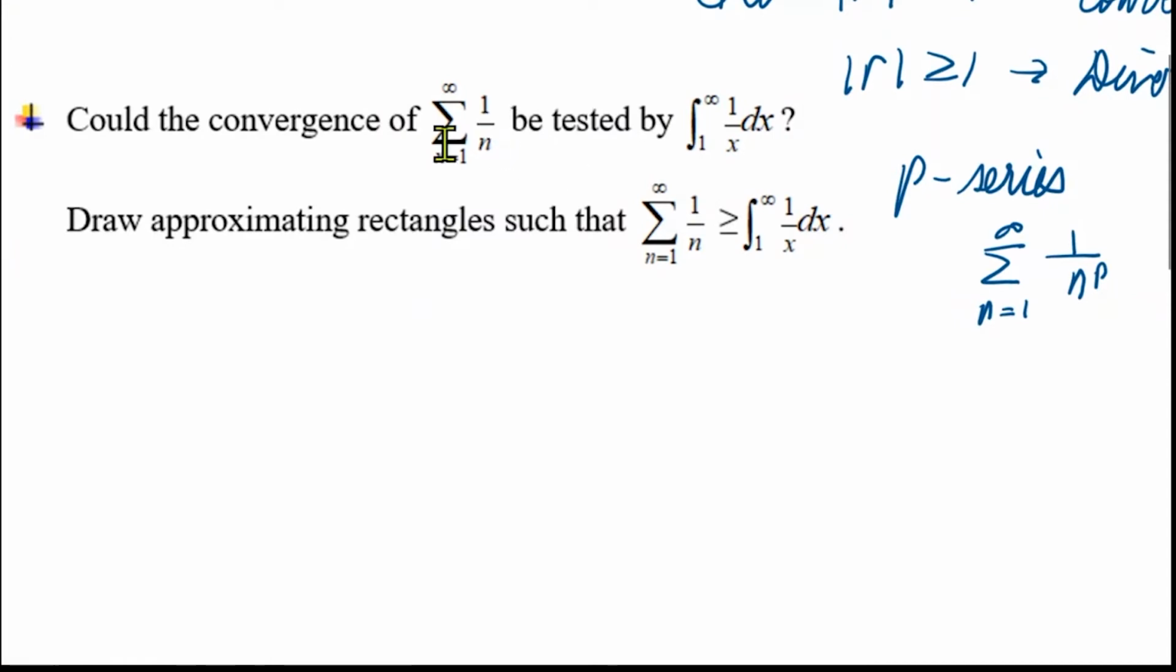Okay, so this is a P-series when P is equal to 1, right? This one is known as the harmonic series. Or you can just say it's a P-series with P equal to 1, okay?